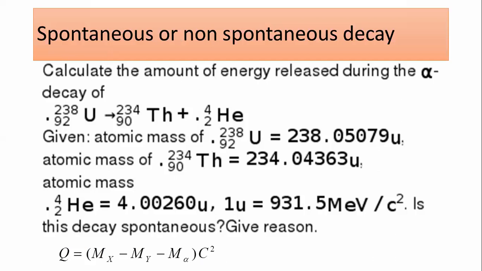I have recorded this one. Maybe you can watch again, and in a similar way, you can calculate the Q value and decide whether it is spontaneous or non-spontaneous. You have to give the reason, and the reason is the same as I have explained in this video. So it is recorded. You can watch again, and this is all about our lecture today.